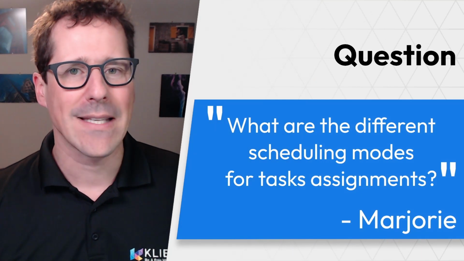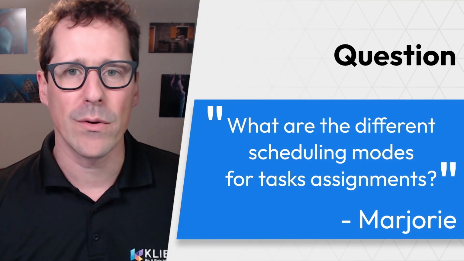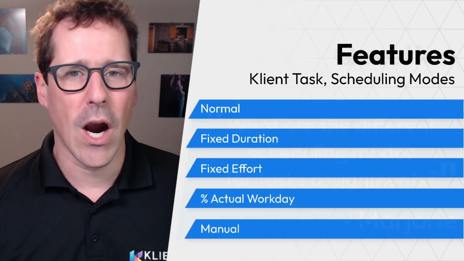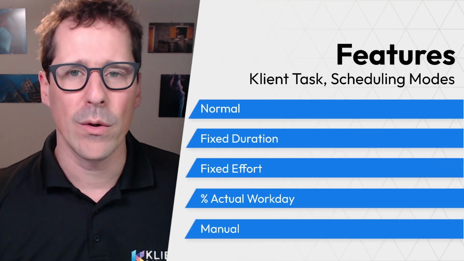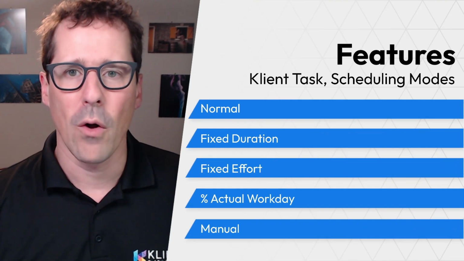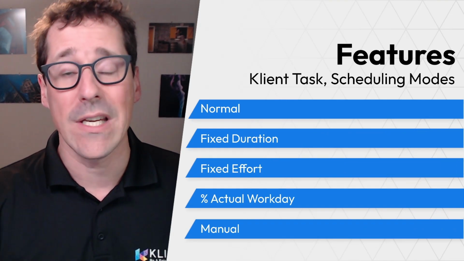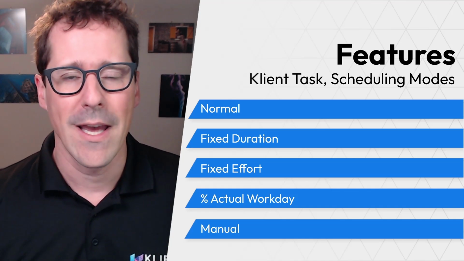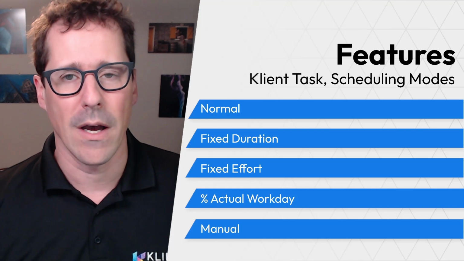Kind of cheating a bit today because it's more of a how-to based on a question from Marjorie asking about the different scheduling modes that can affect the task assignments. So that's what I'm going to cover, starting with the normal mode, then the fixed duration, fixed effort, the good old percentage actual workday, which is, by the way, a feature request by Marjorie, and then the manual mode that we have.